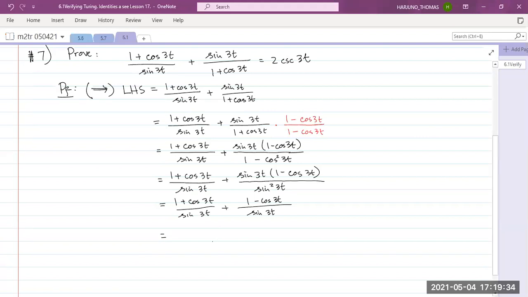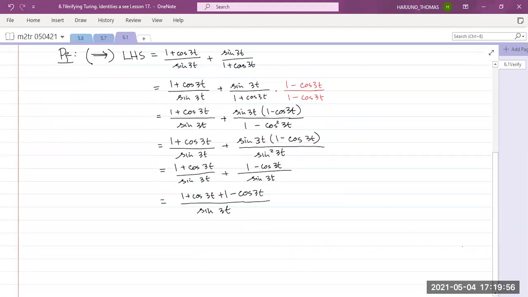Okay, so the next step. We have the LCD already, so sine 3t is equal to, on the top, I get 1 plus cosine 3t plus 1 minus cosine 3t. And the cosine 3t cancel. Can I just skip this step and go ahead to 2 over something, Thomas? Not supposed to, I know, but no. Just show that.